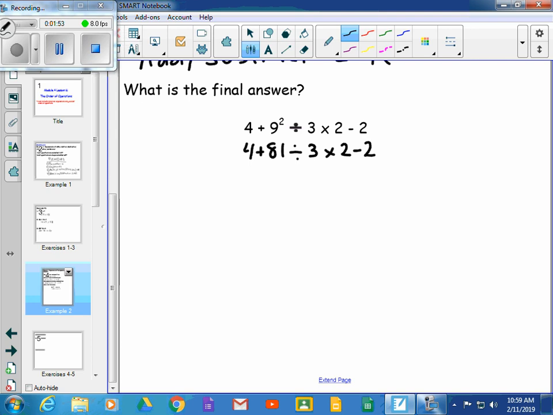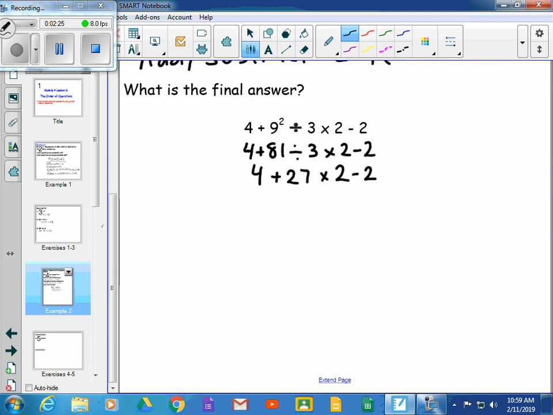Now we're going to look at the step that we just wrote, and we're going to say, what do we do next in there? Well, I noticed that I have some division and some multiplication in there. The division is left of the multiplication, so I'm going to do that first. So 81 divided by 3 will be next, and that is 27. So I'm going to put that right below that and bring every other step right down.